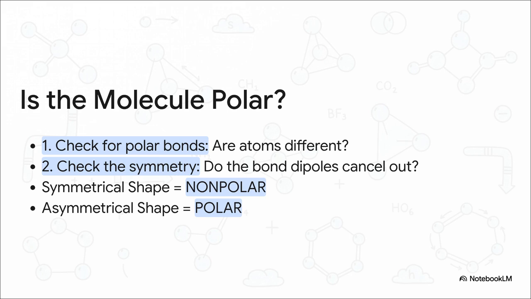Look at the shape. If the molecule is perfectly symmetrical, all those little bond tug-of-wars cancel each other out. The result? A nonpolar molecule. But if the shape is lopsided or asymmetrical, the forces don't cancel, and you get an overall pull in one direction, making the whole molecule polar.